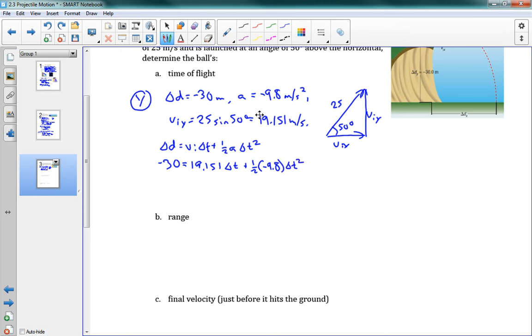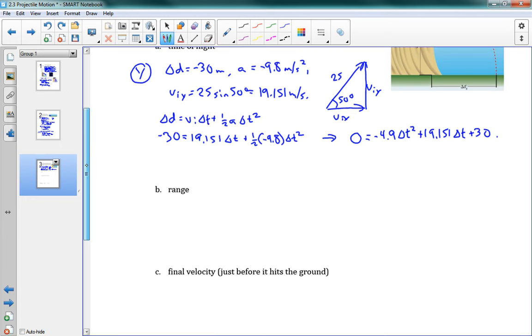Okay, and when you look at this problem, you can see this is a quadratic problem. So you're going to need to use the quadratic formula to find the roots, to find delta t. So I can write this as 0 equals, we have negative 4.9 delta t squared plus 19.151 delta t plus 30. Then you're going to use your quadratic formula, which says that delta t is equal to negative b plus or minus the square root of b squared minus 4ac over 2a. Hopefully you remember that formula from grade 10 math.